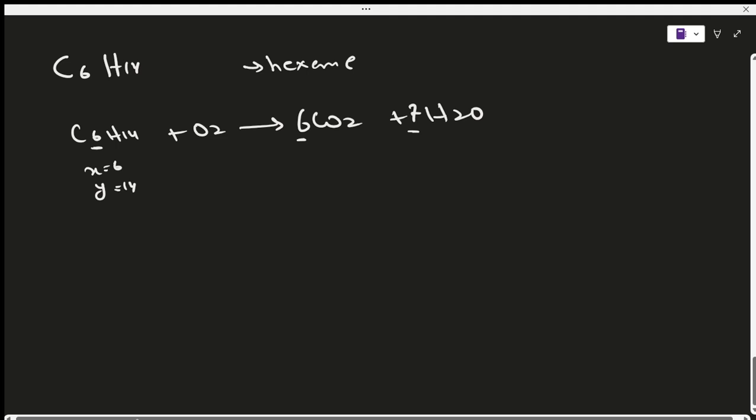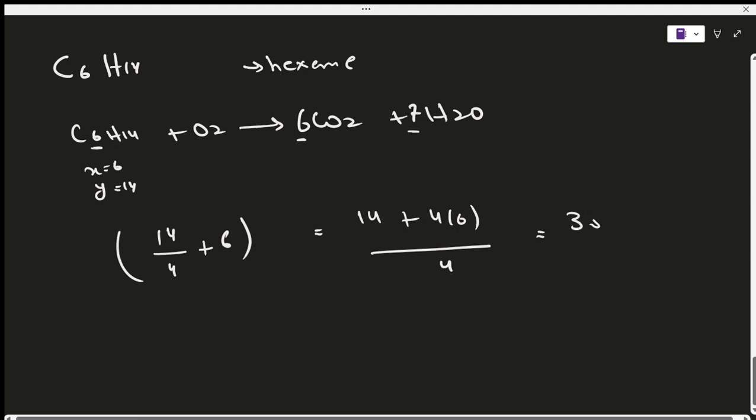The formula for that is Y over 4 plus X. The value of Y is 14 and the value of X is 6. So this comes as 14 plus 4 into 6, which is 24 plus 14, that comes as 38 over 4. That is 2 into 19, so the answer comes as 19 over 2. We'll do the same thing. We'll put 19 over 2 here, and to remove this fraction, we'll multiply the whole thing by 2.